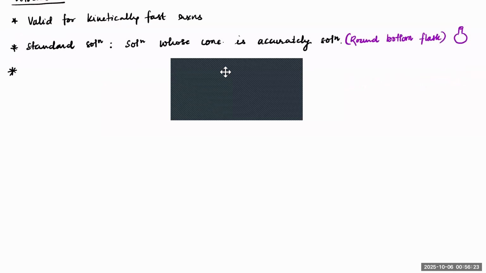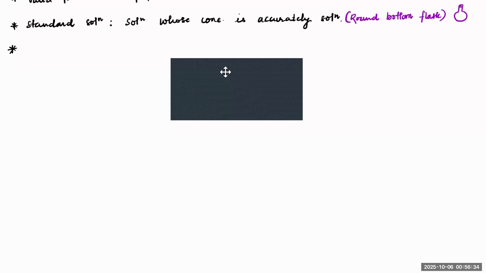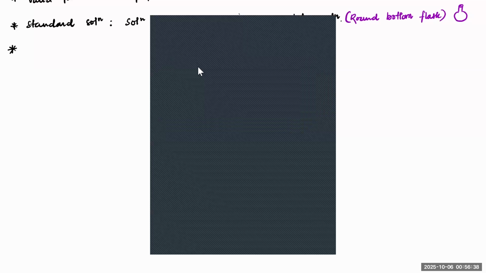Clear? Next, whenever we make titrations, there are two reagents that we refer to. One reagent is called titrant, the other one is called titrand.